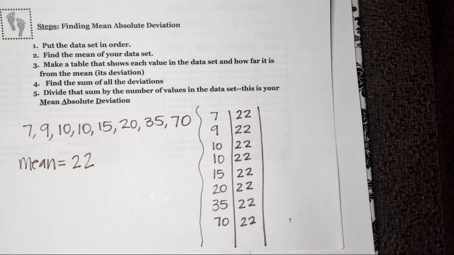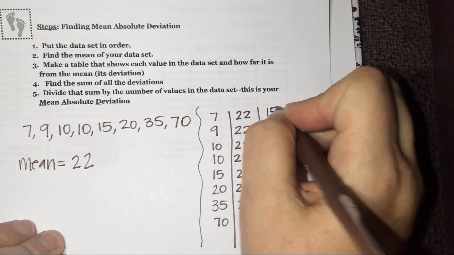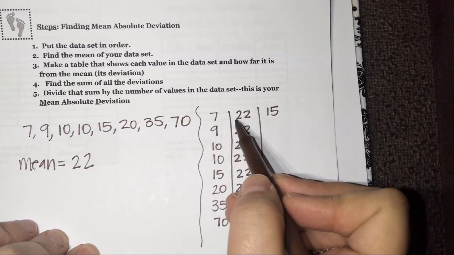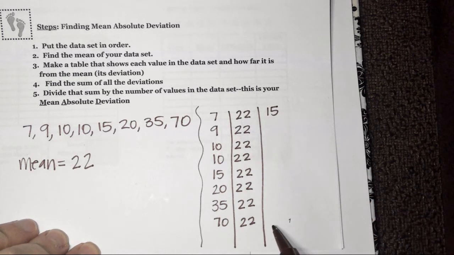Now, let's pause for just a second. We're talking about distance here. Do I want to use negative 15? Why not? Distance is always positive. So I'm mentally going to go ahead and change that negative 15 to positive 15. That tells me that 7 is 15 away from 22. I'm going to do that for every number.